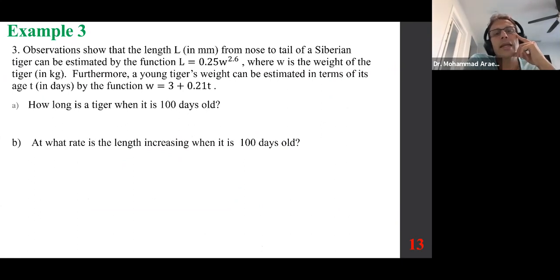Observations show that the length in millimeters from nose to tail of a Siberian tiger can be estimated by the function L equals 0.25 W to the power of 2.6, where W is the weight in kilograms. Furthermore, a young tiger's weight can be estimated in terms of its age, T in days, by the function W is 3 plus 0.21 T. So part A, how long is a tiger when it's 100 days old?